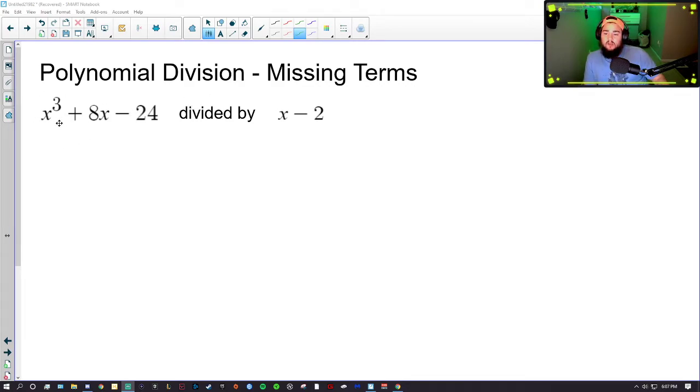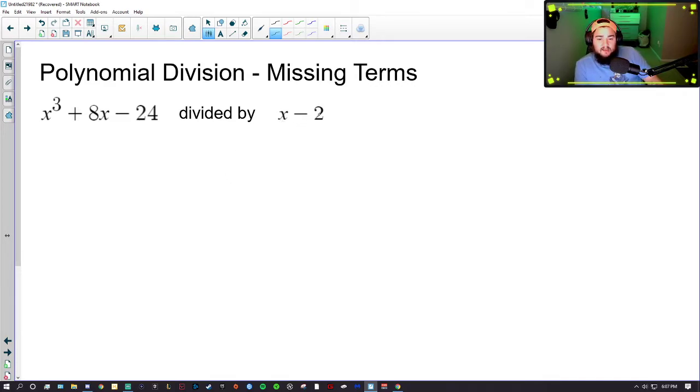So if we look here, we have x to the third plus 8x minus 24. When we look here, we're missing something. Okay, we're missing x squared. It's not there. So when we set this up, we need to make sure we account for what we're missing. Otherwise, we're going to get the wrong answer.